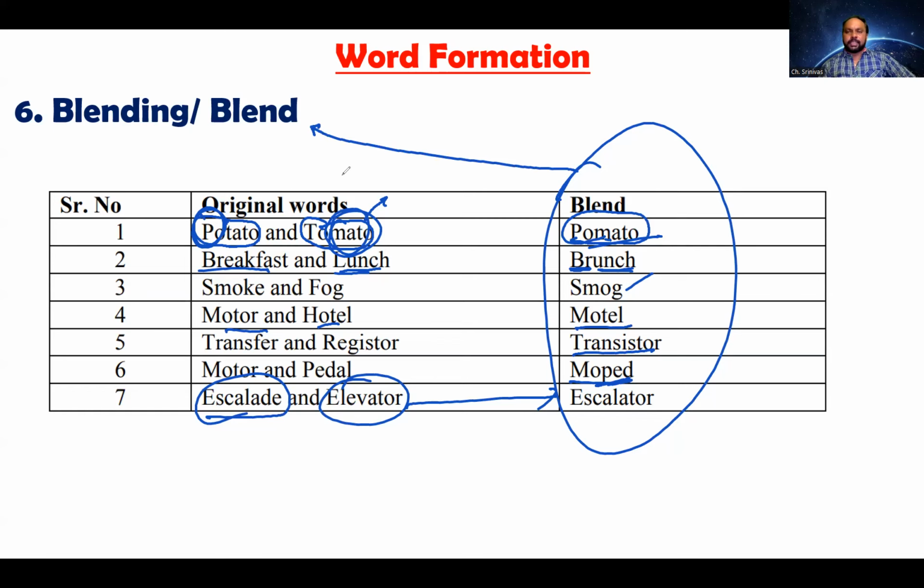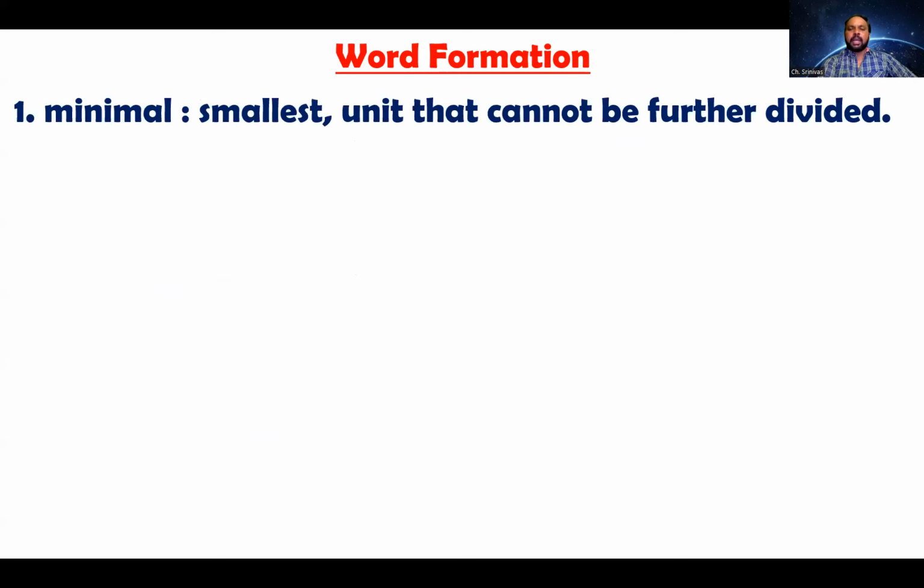That is the sixth one. And the last technique that we are going to discuss is the seventh one, that is, words are also formed by using acronyms. By using acronyms also, words are formed.